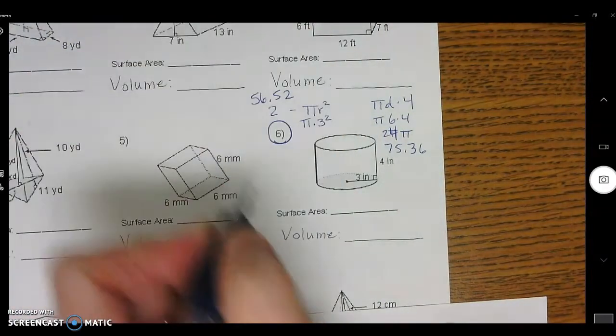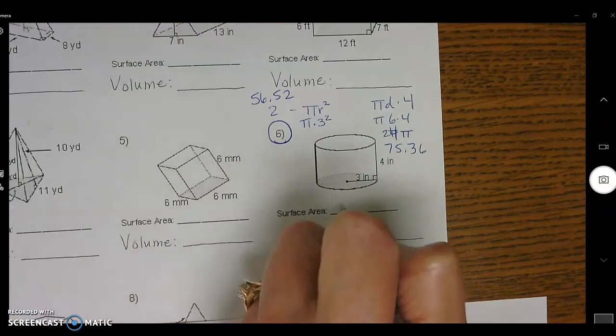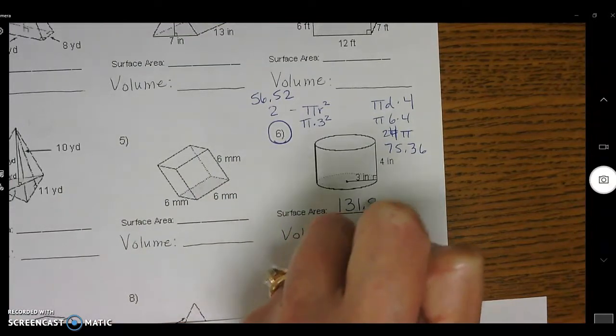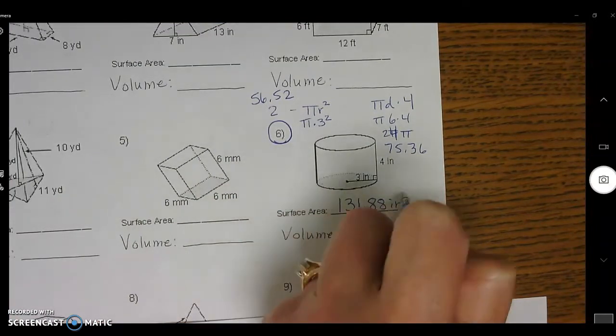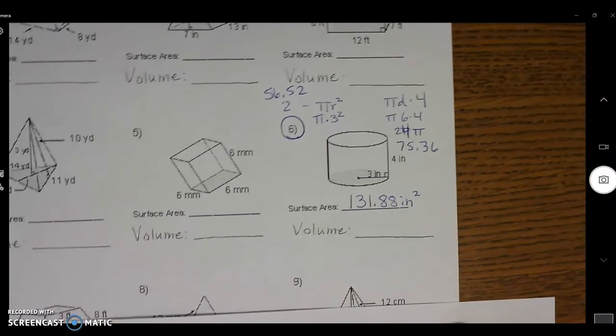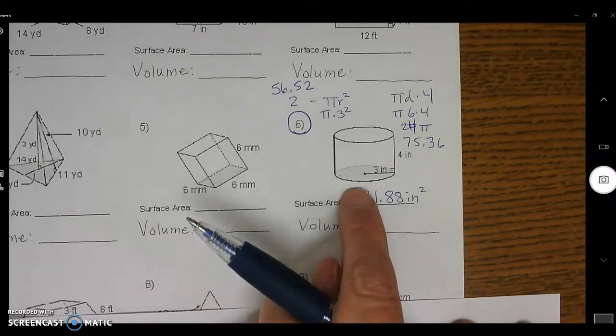Oh, they want the 100th this time. All right, so 131.88 inches squared again, because I'm painting the whole thing. All right, volume is filling this up.